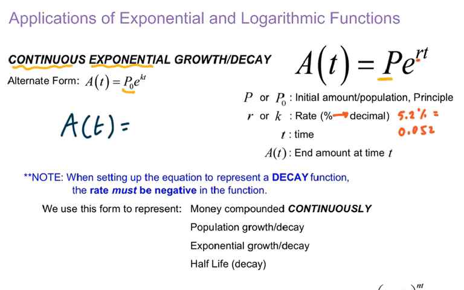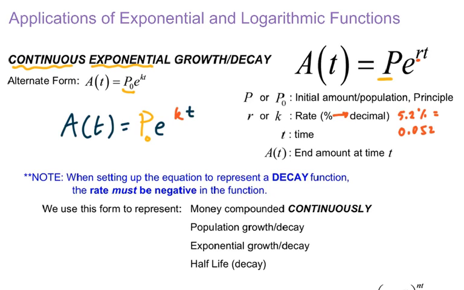So again, this other formula, A of T equals P e to the kt. They're just using K instead of R for rate. Variables are interchangeable as long as you know what they mean. And then the sub 0, that just means our initial amount. That means P at T equals 0.